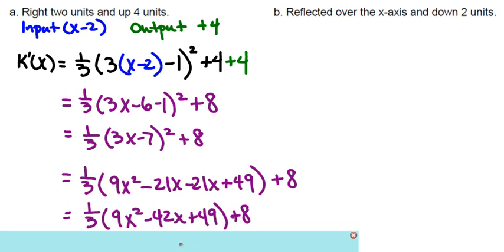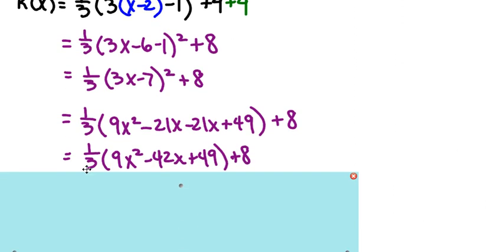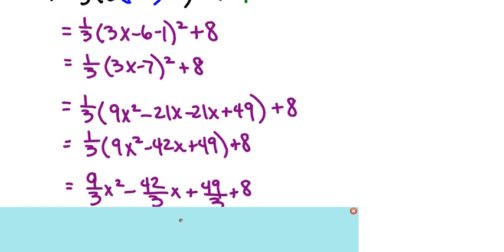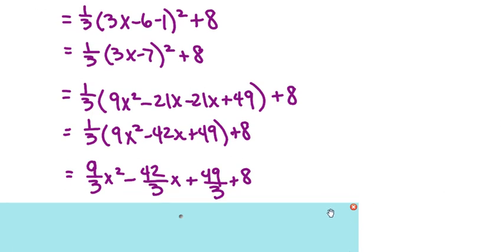Almost in standard form. Again, order of operations, we have some multiplication that needs to occur. Take 1/3 and distribute it to each term within the parentheses. So we would have 9/3 x squared minus 42/3 x plus 49/3 plus 8. Here you want to see if there's any more simplifying you can do. Well, 9/3 is 3, so this would be 3x squared. 42/3, that would be a negative 14x. 49/3 we can't simplify, but we know this is a like term with 8.